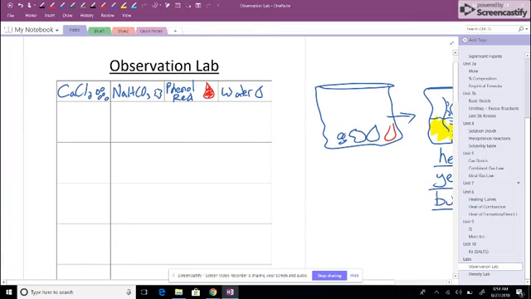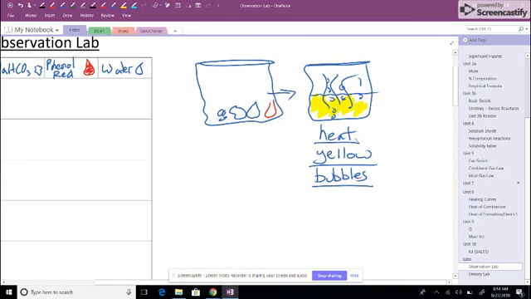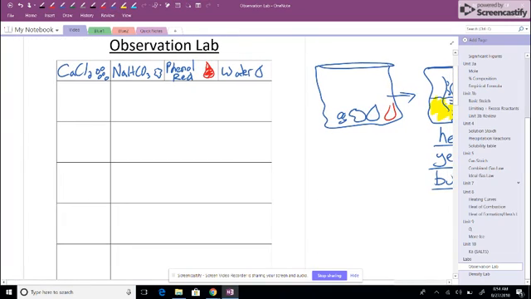So the purpose of this lab was to identify which combinations of chemicals cause the heat, which combination causes the yellow, and which combination causes the bubbles. So I want to try and isolate which of these substances cause these effects. So let's go ahead and perform an experiment.